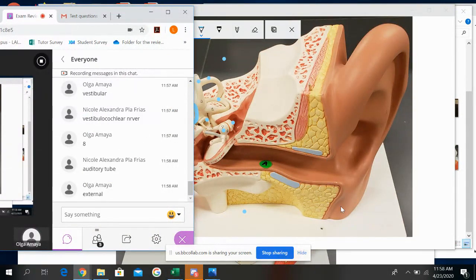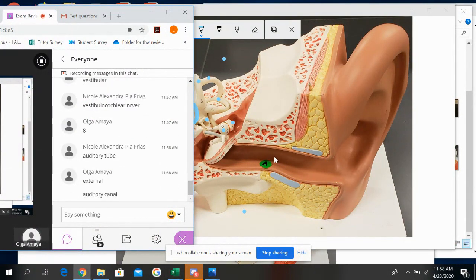No, this is your external ear. It's your ear canal. Think of it as a canal that carries earwax from the inside out, or water from the outside in. It's your auditory canal, your ear canal.